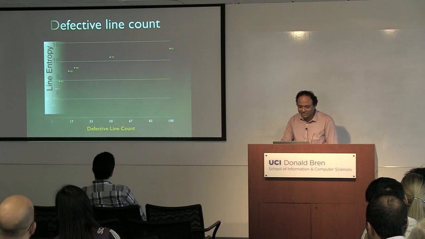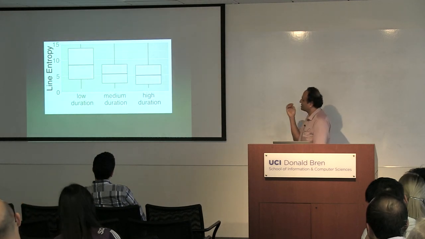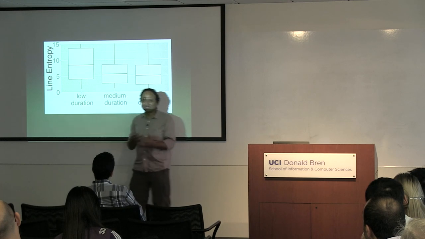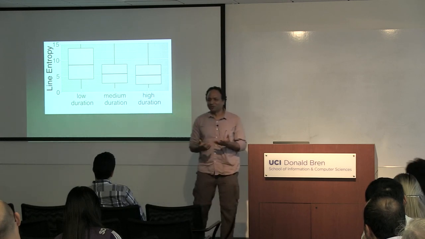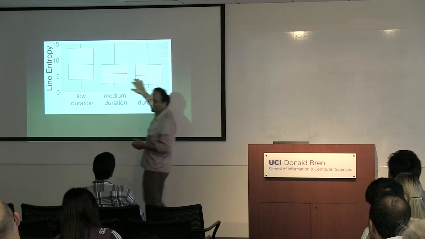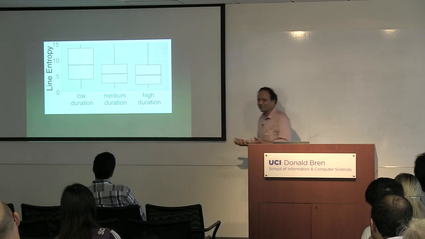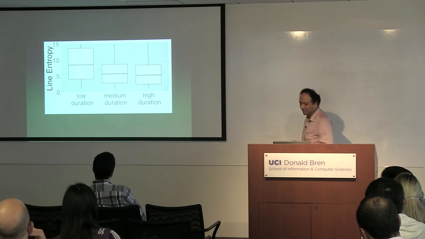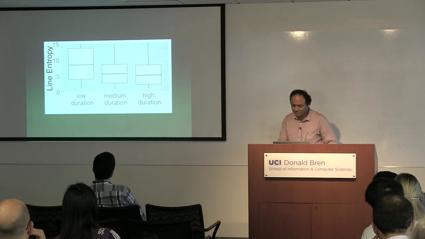The other thing that's interesting is that defects that live a short time are really weird code. Defects that get fixed fairly quickly, within a week or two, have very high entropy. Whereas defects that stick around a long time are, in a sense, ones that people maybe find harder to see, but short-term defects are quickly fixed.